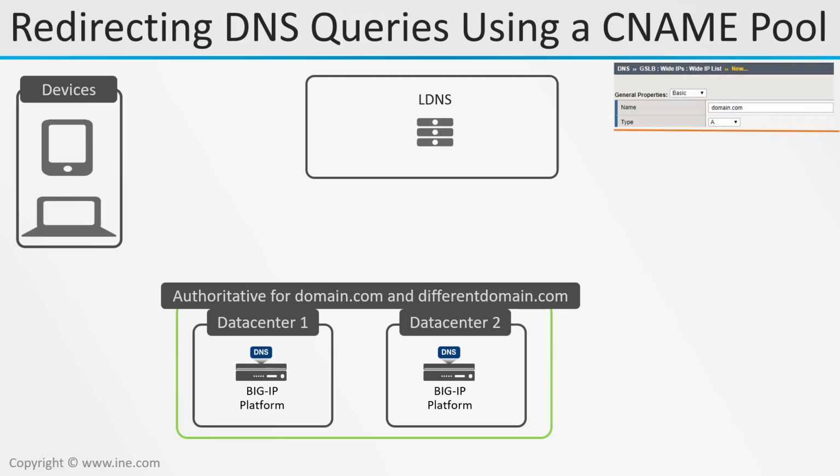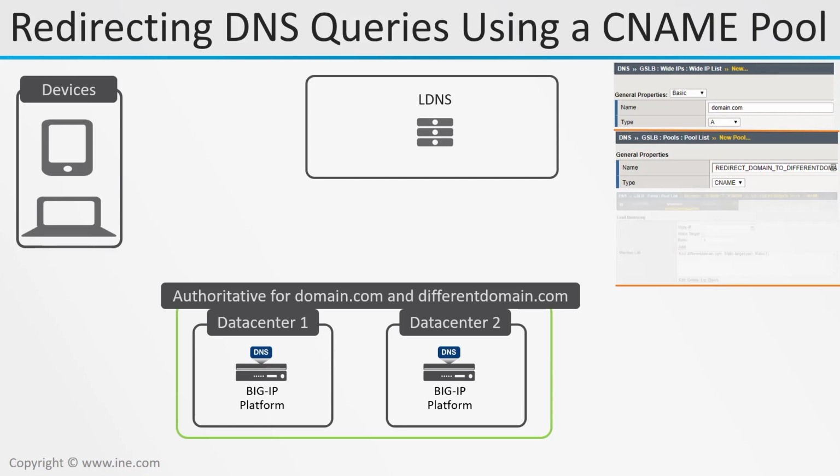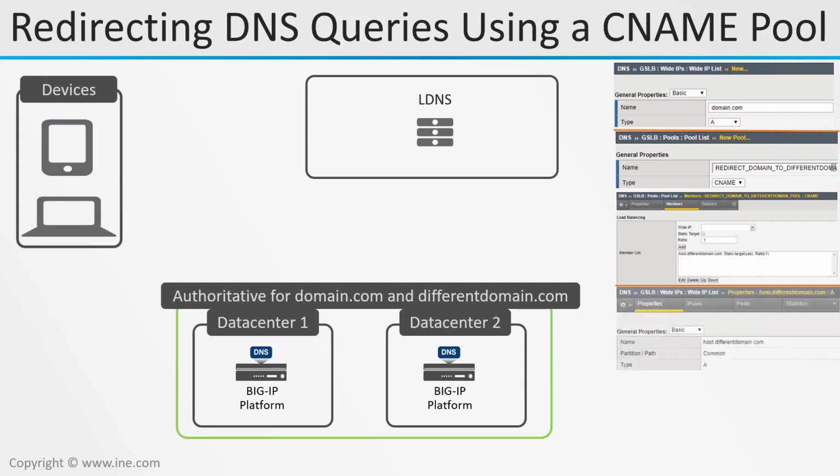So we'll start out by configuring a domain.com wide IP, and this is an A record. The A record will have a pool associated under it with the CNAME type of a wide IP for the different domains. So in this case, domain.com will point to host.differentdomain.com. And then we also create that same wide IP A record, host.differentdomain.com. So that's updated in BIND or ZoneRunner.